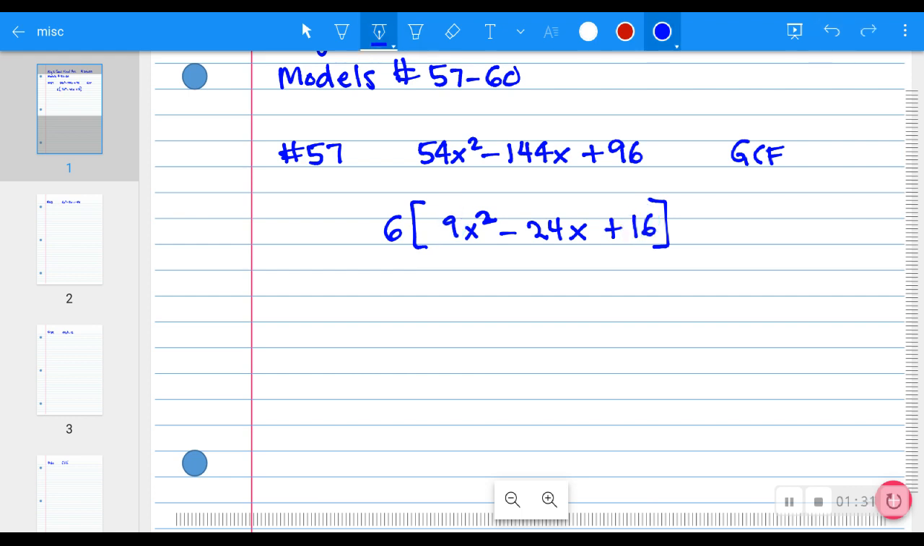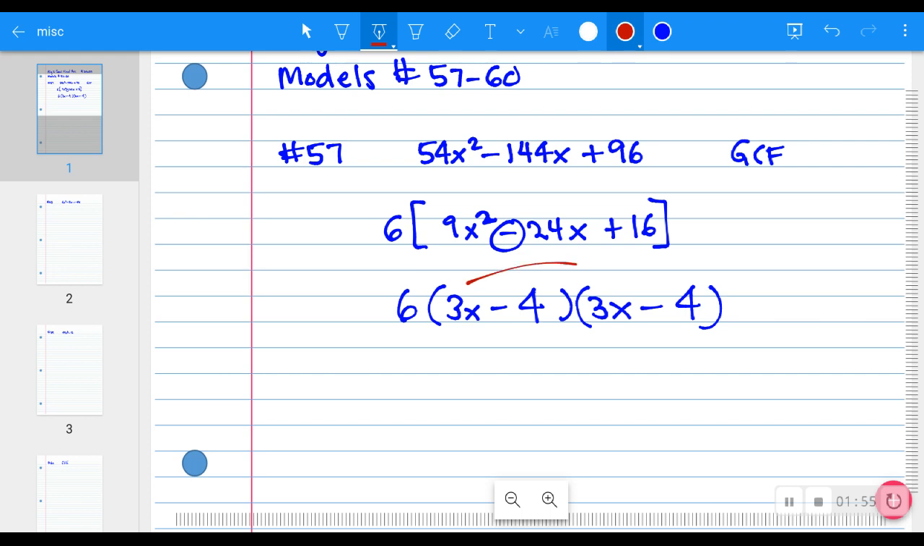So now this is actually a very easy problem at this stage. You just break it down. 9x squared would be 3x times 3x. The 16 would be 4 and 4. 4 times 4 is 16. And you always borrow the sign from the middle term, so you're going to use a minus on both of these. And let's check it before we move on here.